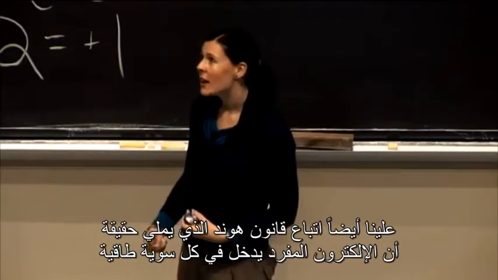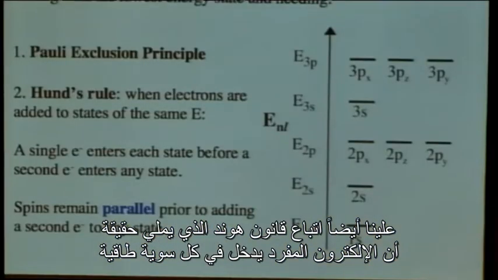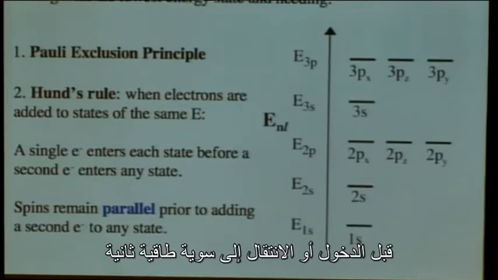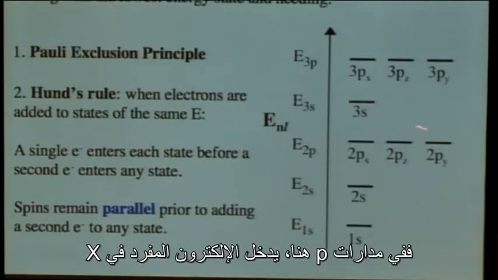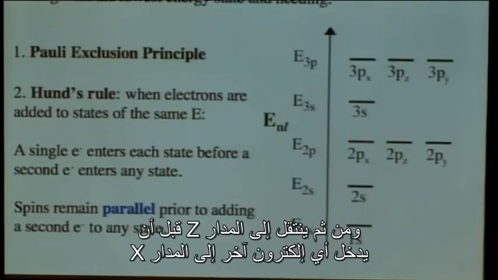We also need to follow Hund's rule. This is that a single electron enters each state before it enters a second state. And by state, we just mean orbital. So if we're looking at the p orbitals here, that means that a single electron goes in the x, and then it will go in the z orbital before a second one goes in the x orbital.